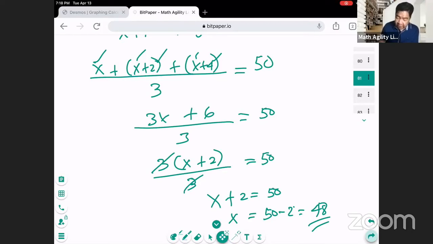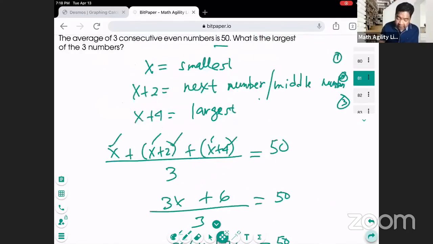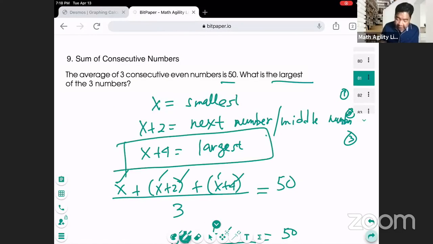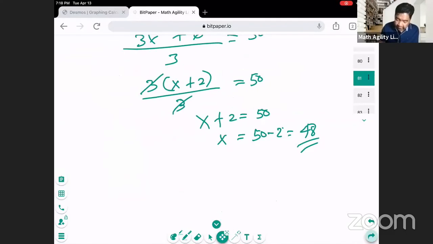But the question here is, what is the largest number? And you represented the largest number as x plus 4. So we should add 4 to 48. So x plus 4 is 48 plus 4. Of course, this is 52. So 52 is our largest number.